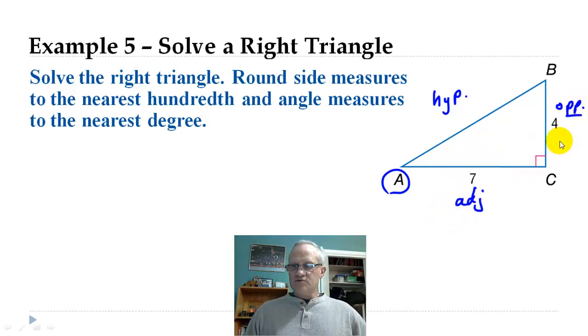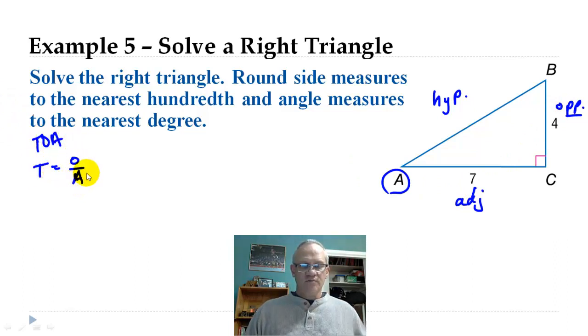So what are the two that we know? 4 and 7. That's the opposite and the adjacent. So think through SOH CAH TOA. We've got the TOA part here, so tangent is opposite over adjacent. So the tangent of A would be 4 over 7.